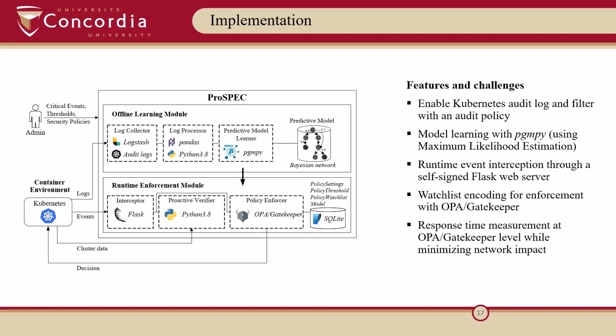On the runtime step, we intercept the event with a server that we made, kind of a proxy. We use Flask. The verification is done with our code using Python. And for the policy enforcement step, we actually reuse OPA Gatekeeper, but vanilla, without any additional features. We just use it because it's practical and it does its job. The database is just an SQLite database.